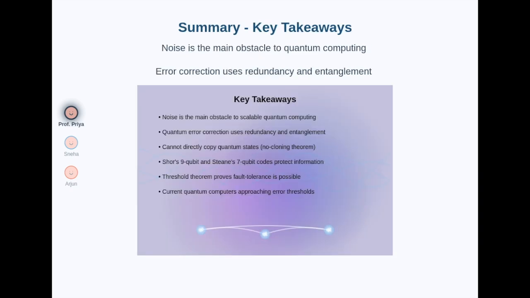Let's summarize. Noise and decoherence are the main obstacles to scalable quantum computers. Quantum error correction uses redundancy and entanglement, not copying, to protect information. The threshold theorem proves fault-tolerant quantum computation is theoretically possible.